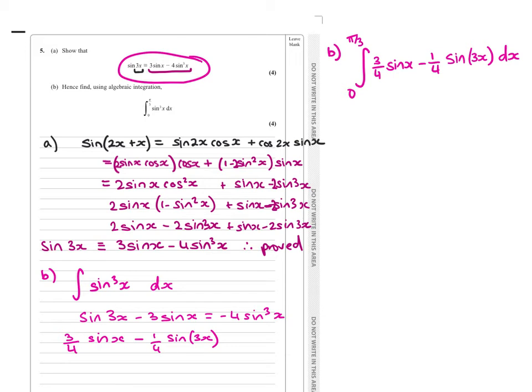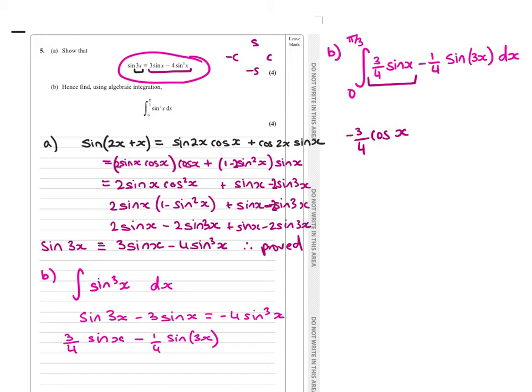Okay? Now, when I'm integrating or differentiating with trig, I'm always going to write sine, cos, minus sine, minus cos. It's just going to help me. Okay, so I can integrate this. I know I can. If I integrate sine, I get minus cos. So this is going to be minus 3/4 cos of x. And I don't need to apply the chain rule or anything like that, because it's just sine of x on its own.